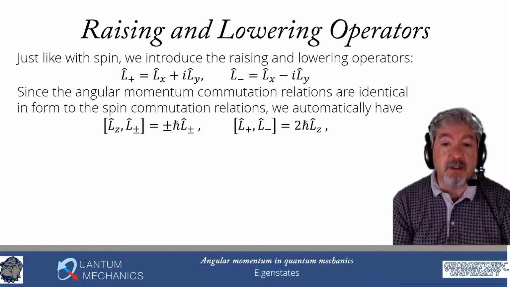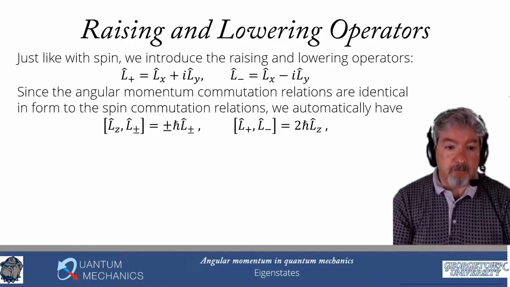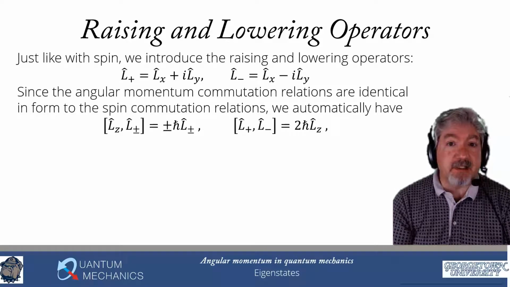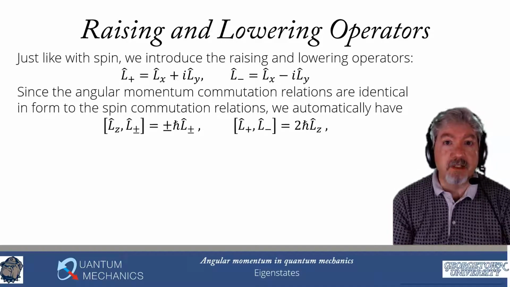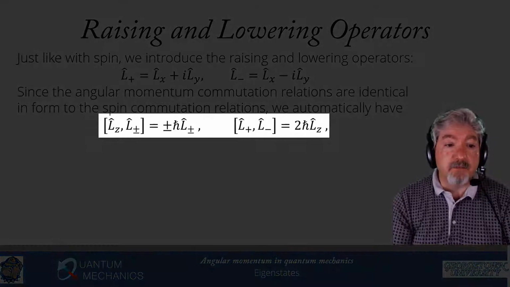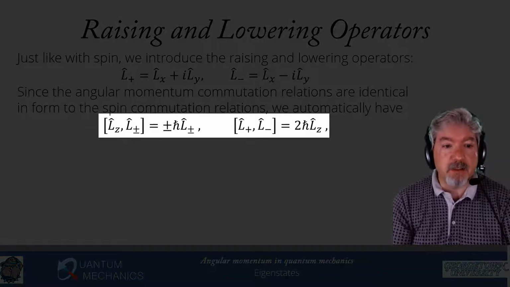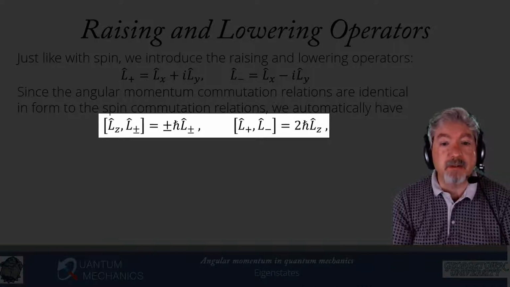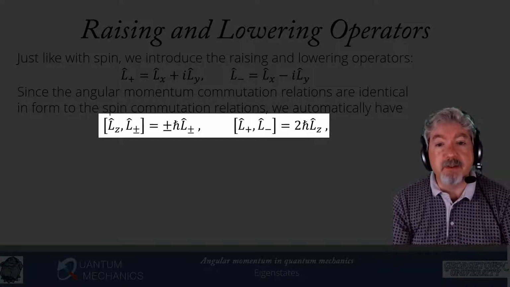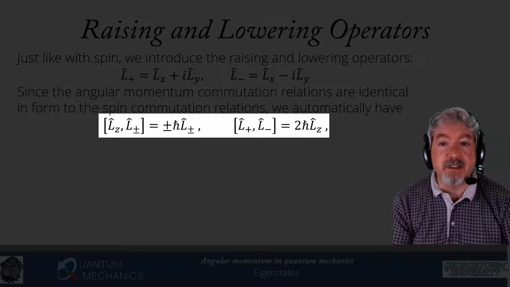And we know that the commutation relations, when written in terms of Lz and the raising and lowering operators, are the following. Lz commutator with L plus or minus is equal to plus or minus h bar L plus or minus, and L plus commutator with L minus is 2 h bar Lz.